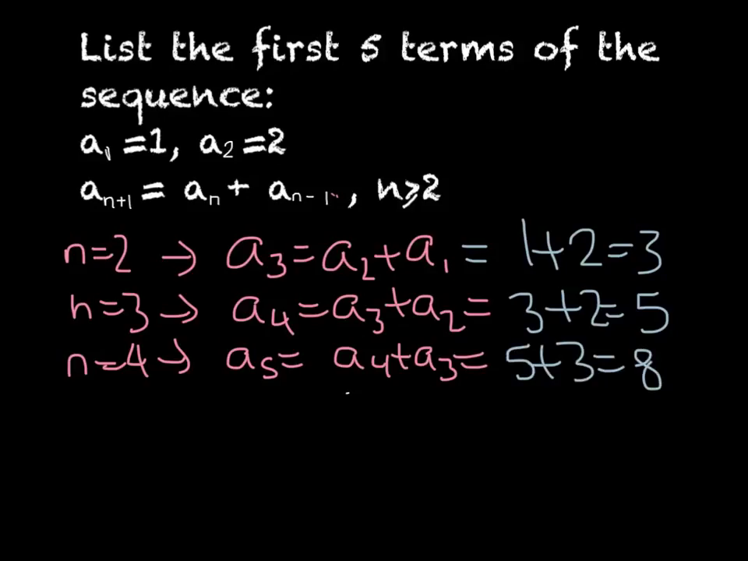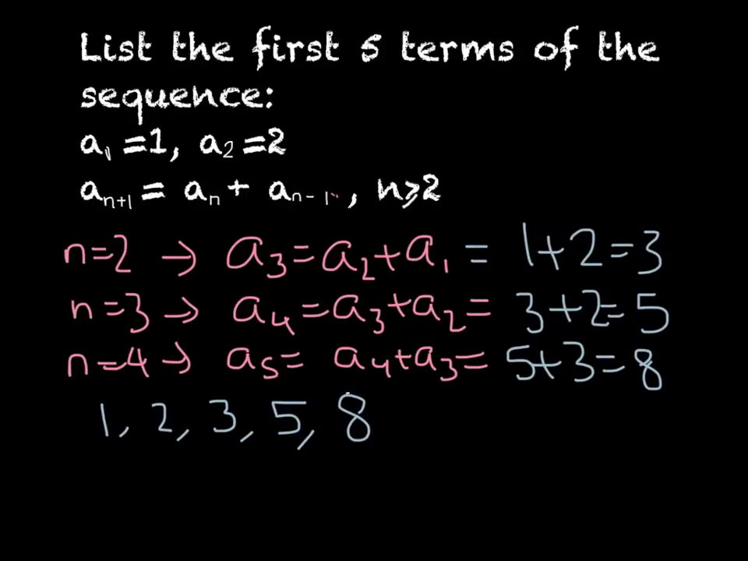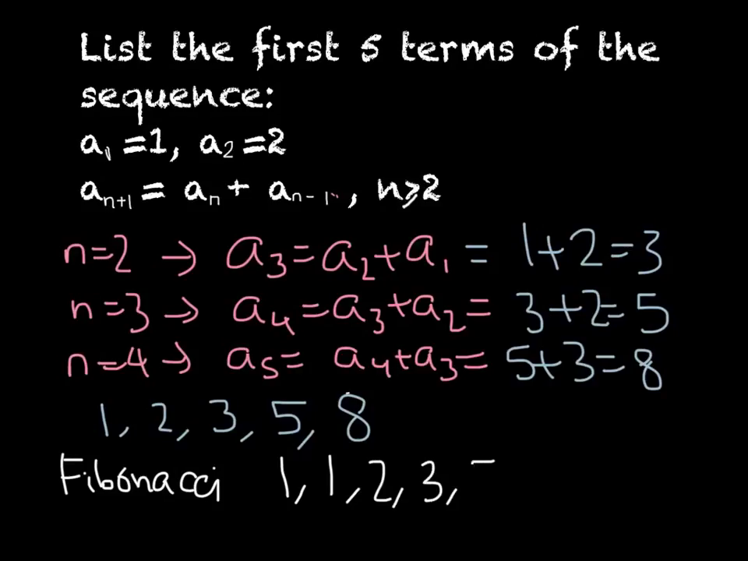So this means that our sequence is 1, 2, 3, 5, 8. And there's a very famous sequence called the Fibonacci sequence. That also works where each term is the sum of the previous 2, except that it starts with 2 1s, and so it goes on very much like our sequence here.